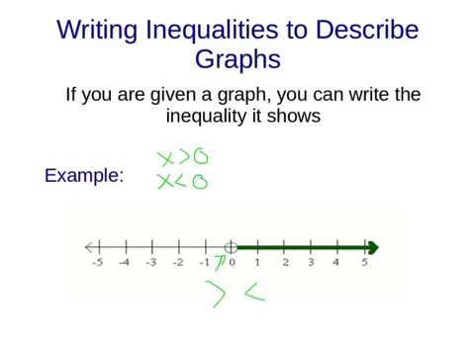Let's pick a point on our graph. 1 is a point on our graph. Is 1 greater than 0 or less than 0? It's greater than 0. So we know that our inequality has to be x greater than 0. Pause the movie now to copy this example down in your notes.